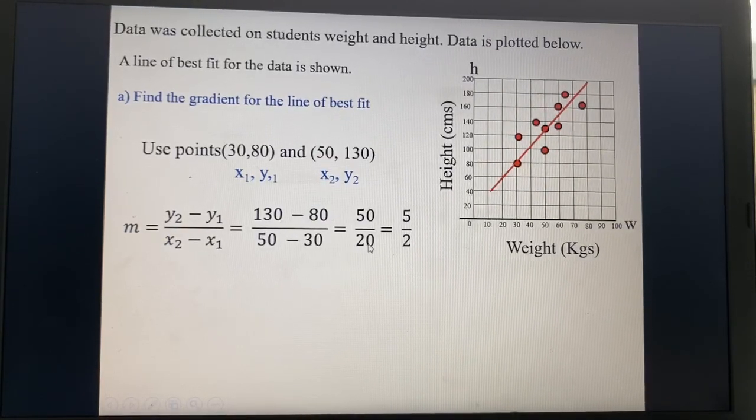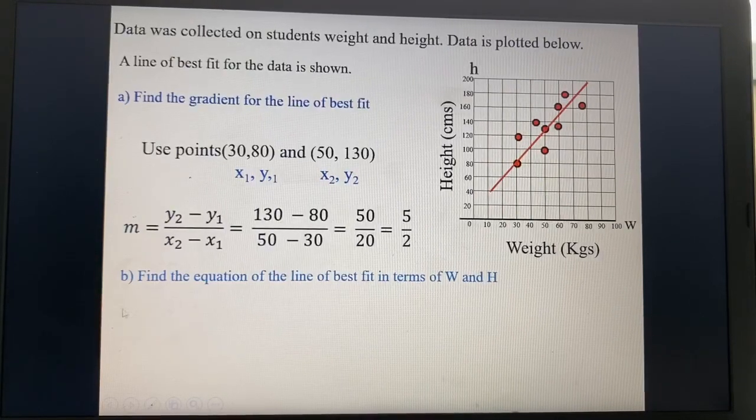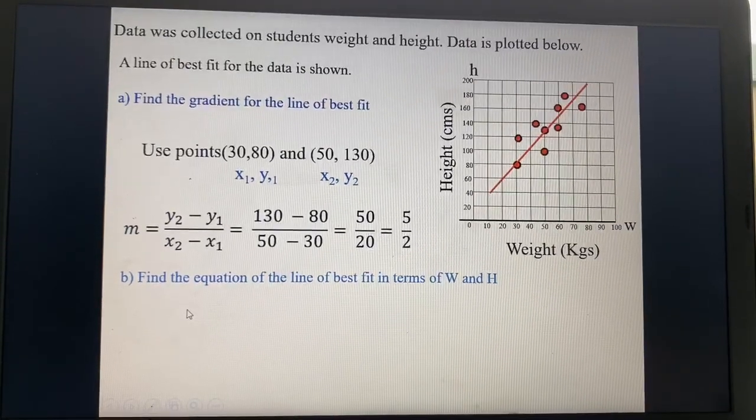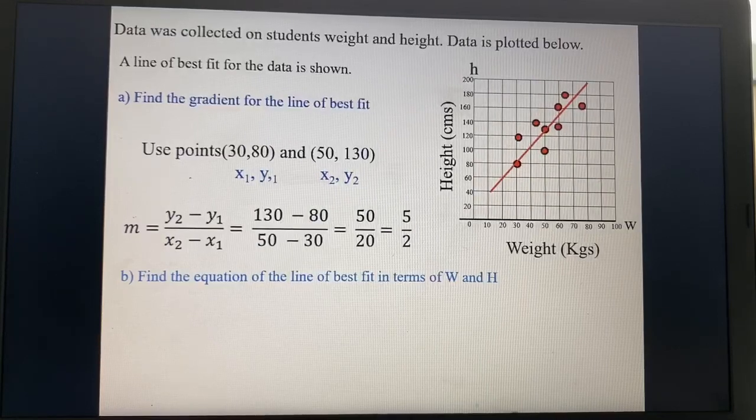We work that out as 50 over 20, which simplifies to 5 over 2, and just leave that as 5 over 2. Now you no need to do anything further with that. So the next part is that we want to find the equation of the line of best fit, and it says here in terms of W and H, meaning weights and heights, but we'll come to that at the end.